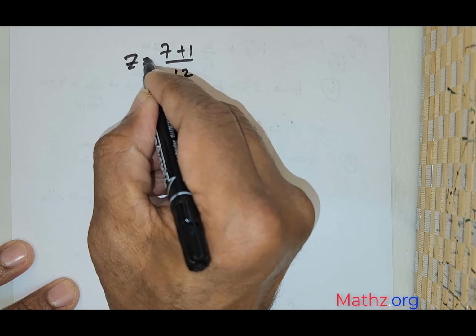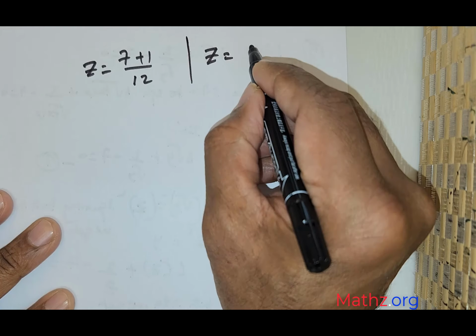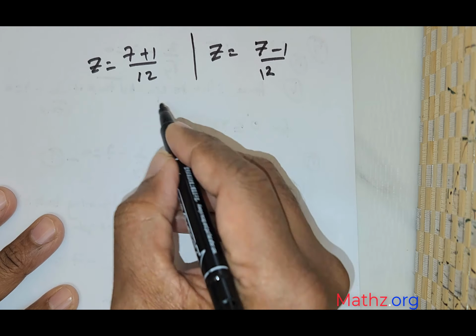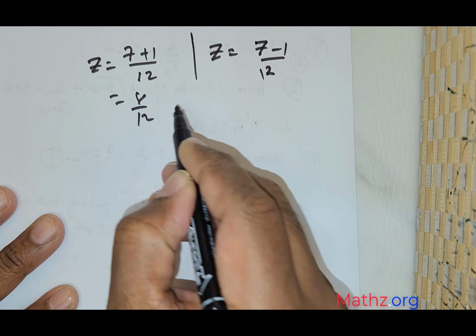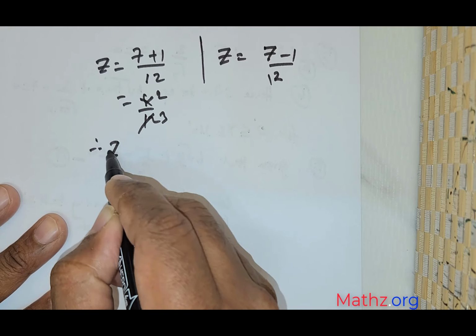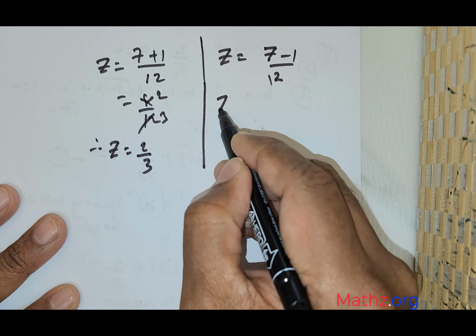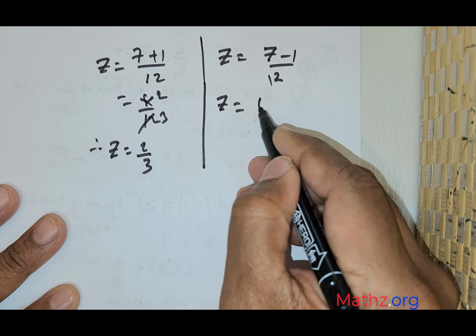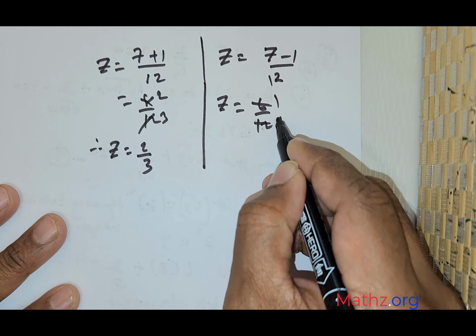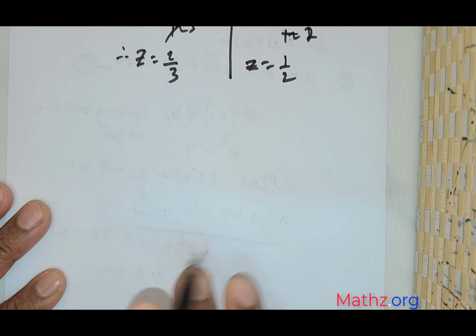So this is z equal to, and the other side is z is equal to 7 minus 1 over 12. So this would give you 8 over 12. 4 divides 2 times, 4 divides 3 times. So therefore z is equal to 2 over 3. And z is equal to, this will give you 6 over 12. 6 divides 1, 6 divides 2 times. So z is equal to 1 over 2.